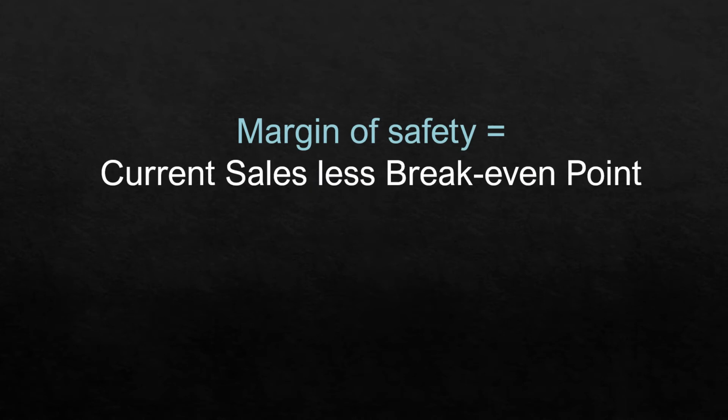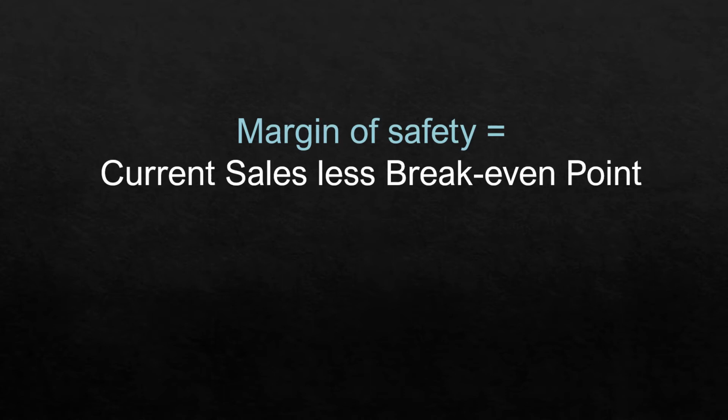Margin of safety is the difference between sales, which we are currently already at, and the break-even point, which are the minimum sales that we need to achieve so that we don't get into a loss situation. Now, the difference between the current level of sales and the break-even level of sales gives us the margin of safety. And this, of course, is on the assumption that the sales are more than break-even point.